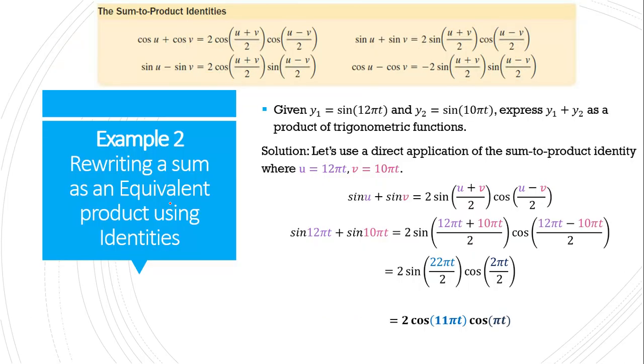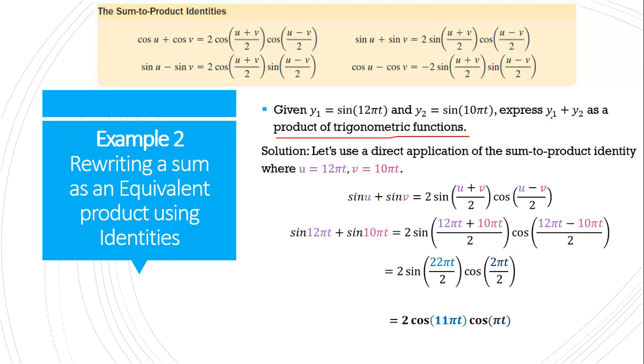Okay. So example 2, rewriting a sum as a product using identities. Notice I have the sum to product identities up here still in case you didn't quite finish writing them out. This is all one slide, my bad. If you're given y1 equals sine of 12 pi t and y2 is sine of 10 pi t, express the sum y1 plus y2 as a product of trig functions. So this is our goal.